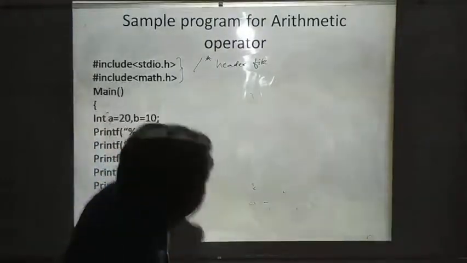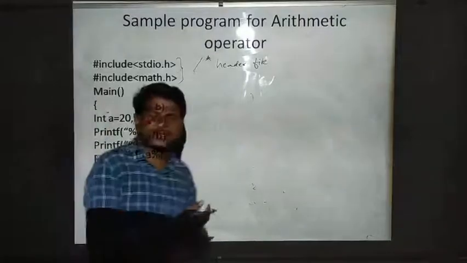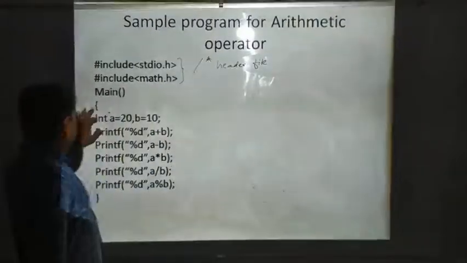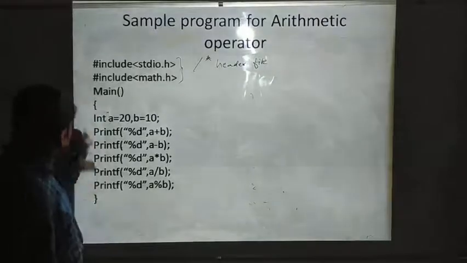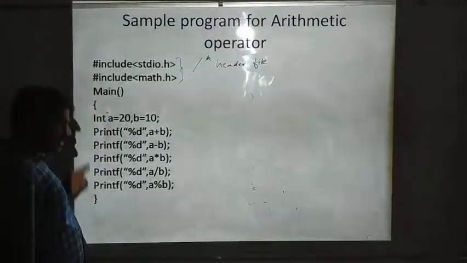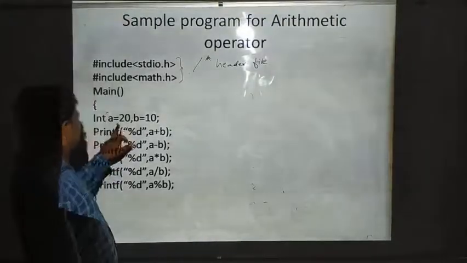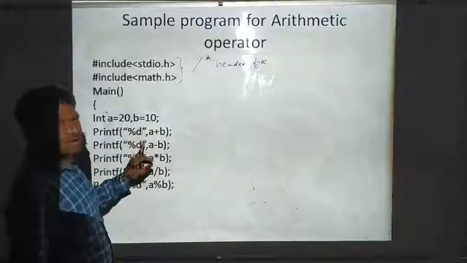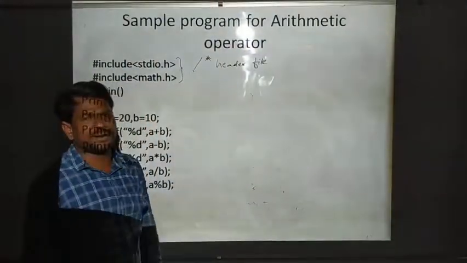Now this is the main function. We know the rules of C programming, right? This is an open brace and this is a closing brace. The code should be between the opening and closing braces. Here, integer a is equal to 20, b is equal to 10 are the values. We are writing a sample program for arithmetic operators.